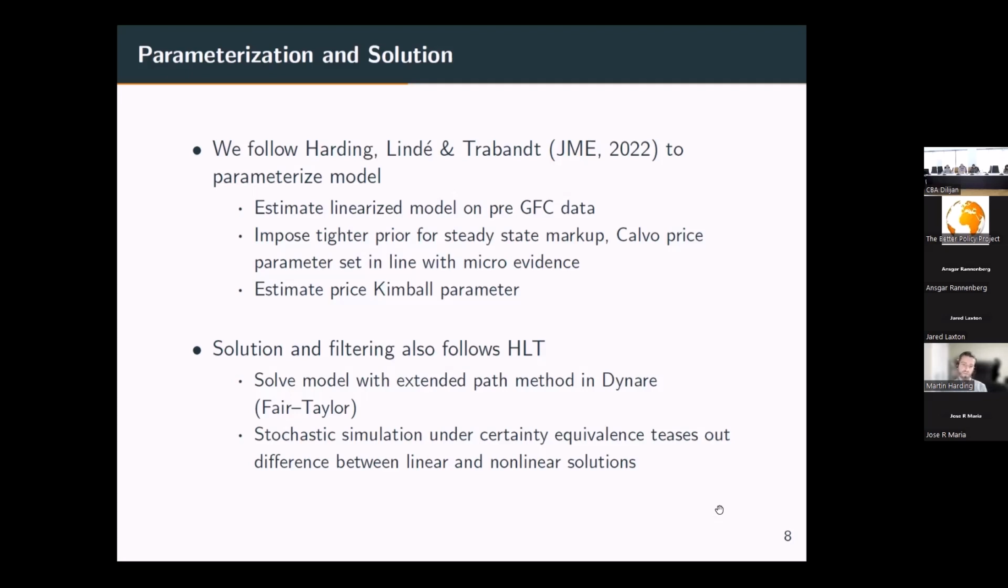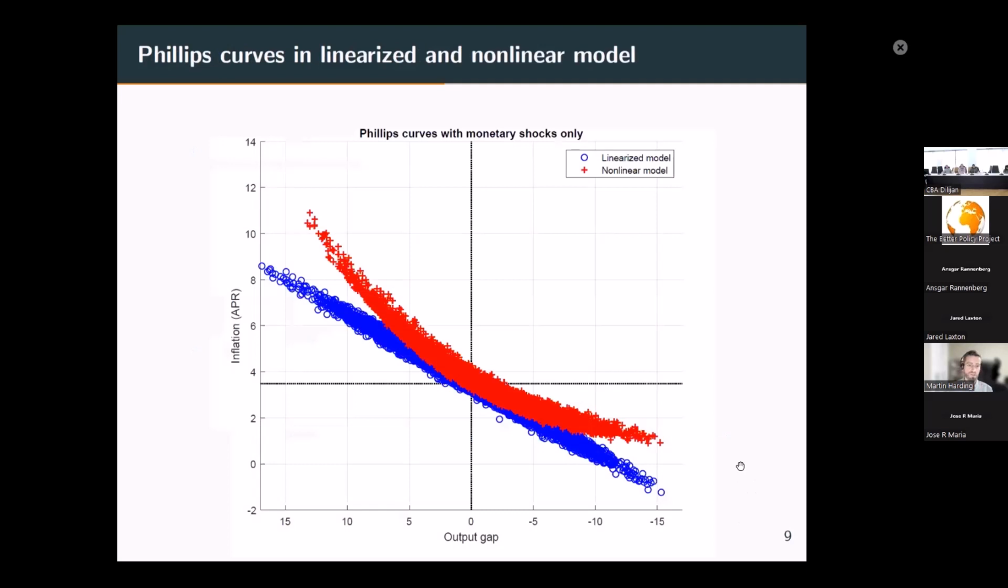So that's how we parameterize and estimate the model and do the simulations and filtering. I'm going to now move on and show you some results.